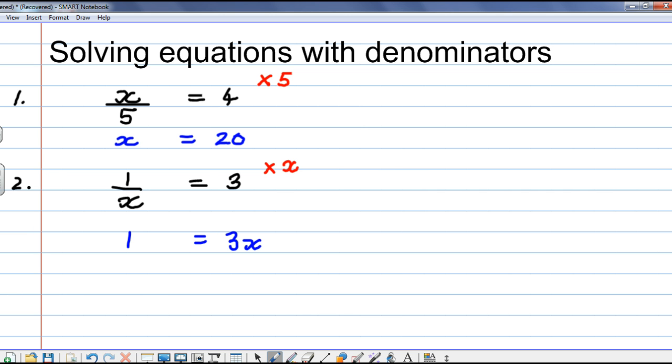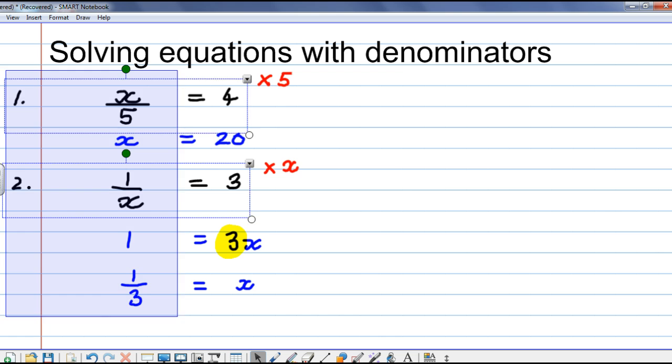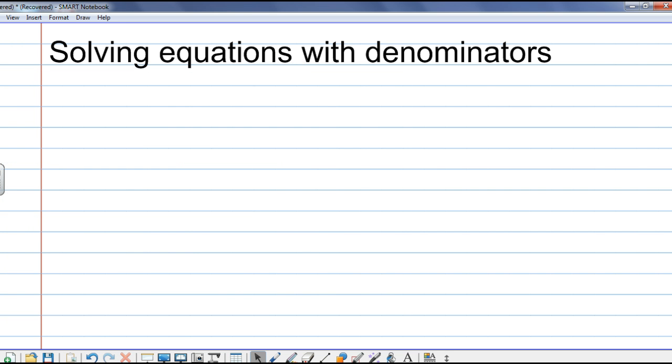Now we've got one more step than we had before. We divide both sides by this number in front of x. Coefficient is called, to give us 1 divided by 3, or 1/3, is 1x. Now, let's take that one step further. And what about when we have an expression on the bottom?